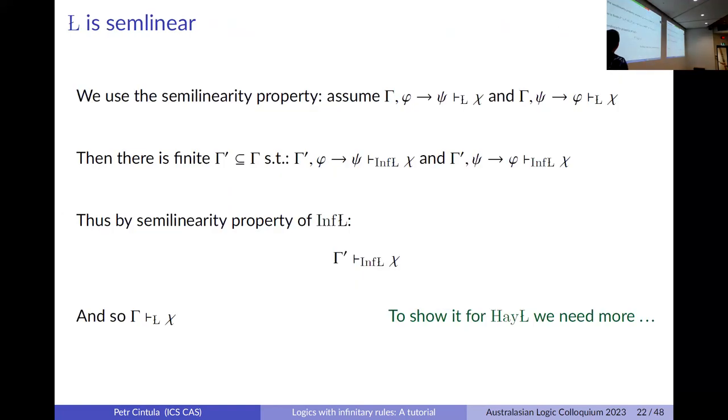Okay, now we can prove that Lukasiewicz logic is semilinear. That's very easy because we use the semilinearity property. It's a finitary logic, so we can use it. We know that whenever this is provable, then there is some finite subset which is provable in the infinitary one. Of course, there are two finite subsets, but we unite them. We have one finite subset.